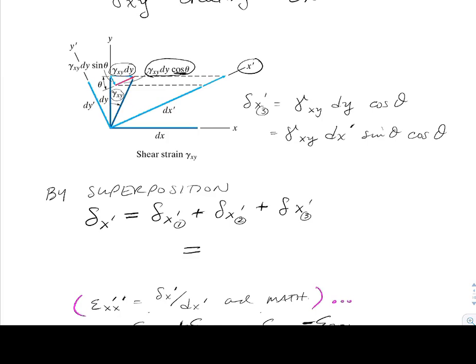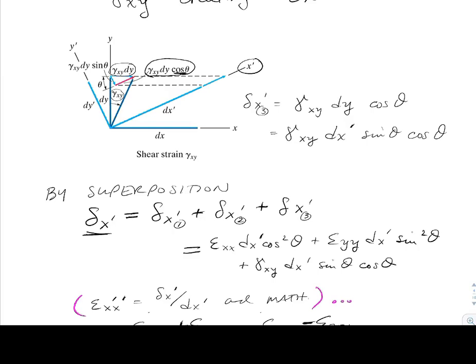So we're just going to use superposition. We're going to add those 3 contributions. All right, we add them together. Those will be the total deflection, or movement, in the x prime direction. So we'd end up with, just kind of writing this back out, epsilon xx dx prime cosine squared theta plus epsilon yy dx prime sine squared theta. And then the last contribution was the one we just did. It would be gamma xy dx prime sine theta cosine theta.